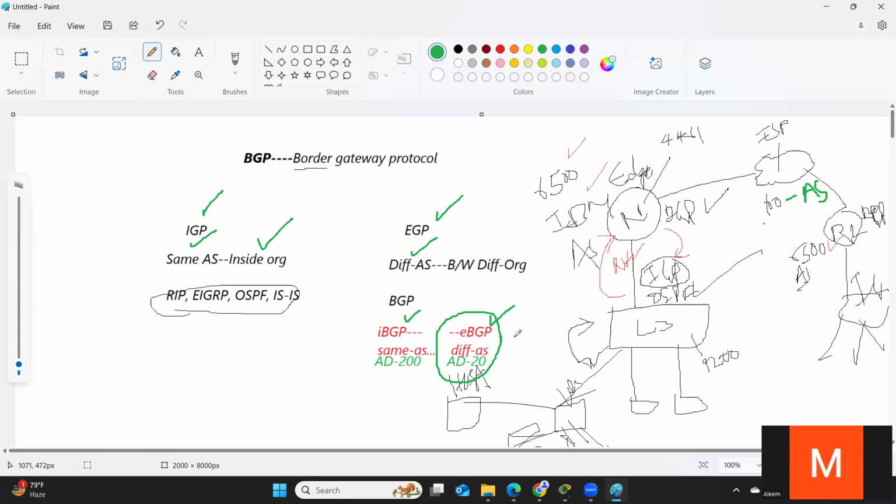So different AS and AD values here we have 220. Good. If you have any questions, ask me please.